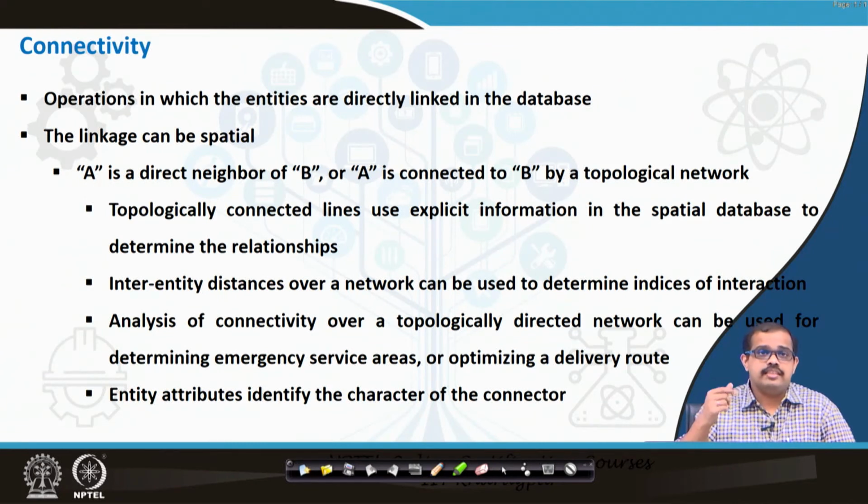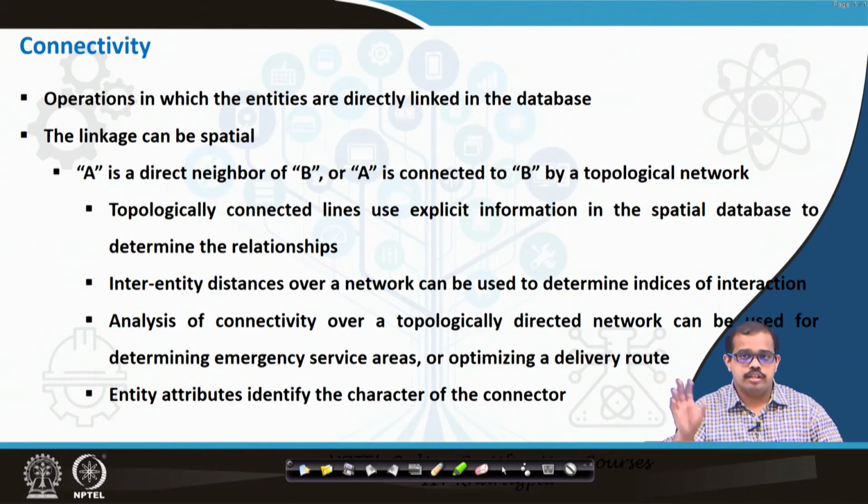Now the next thing is connectivity. How do you find out entities that are directly linked in a database? For example, linkage can be spatial, or it may not even be spatial, but its attribute may be spatial. So how do we do this? For example, let us say A is a direct neighbor of B, or A is connected to B. That is how we speak. A is a direct neighbor of B, or A is connected to B by a topological network.